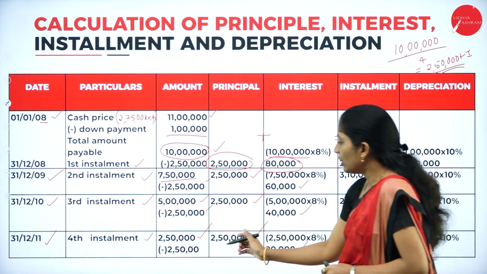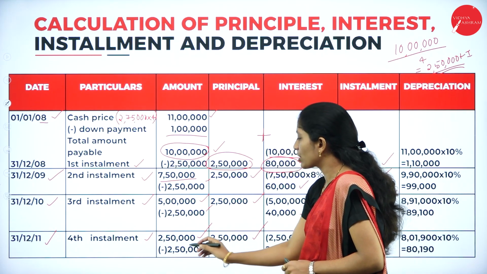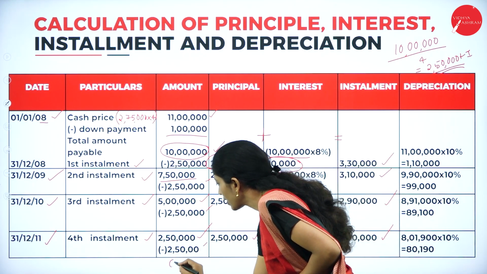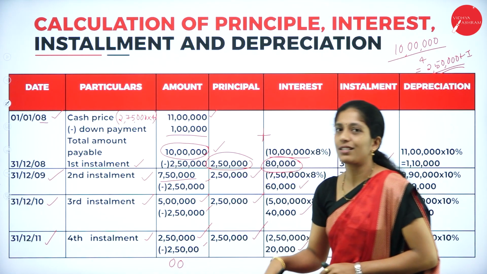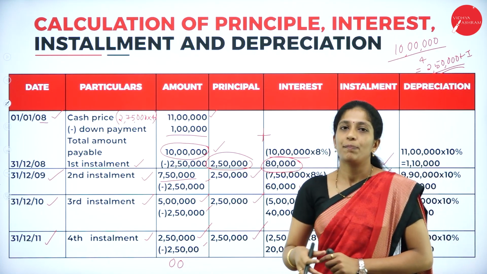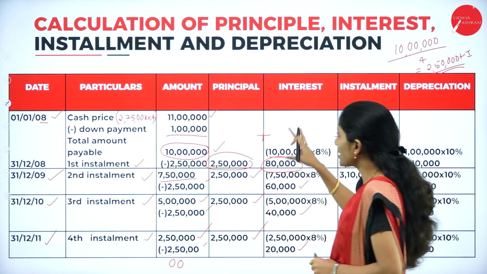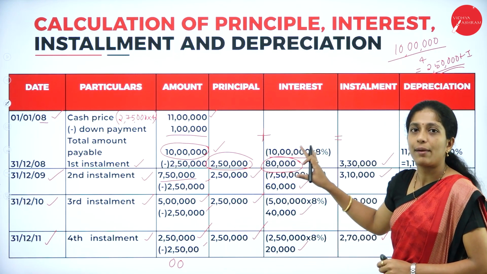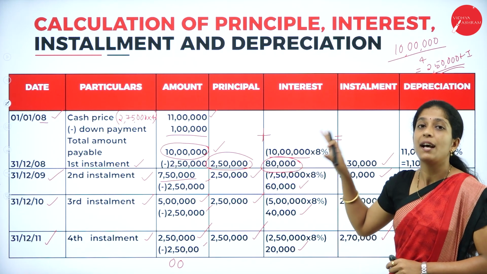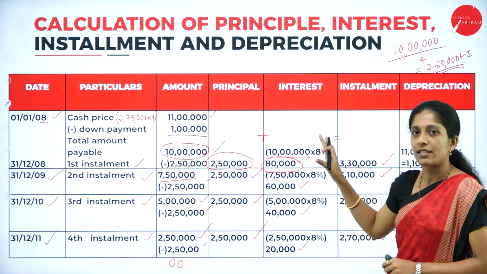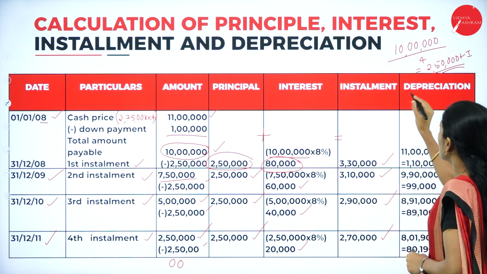So in the fourth year, we have already paid 2,50,000. So your next year will be 0 because we have already paid all the principal amount in the equal installment. So this table is all about calculation of interest, principal as well as installment. Now we shall calculate the depreciation.